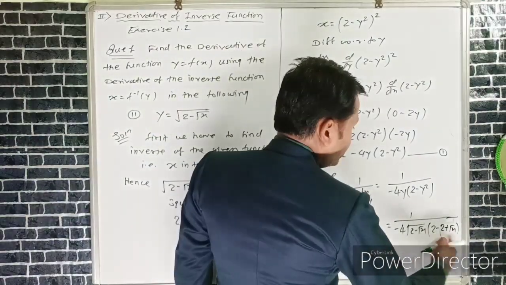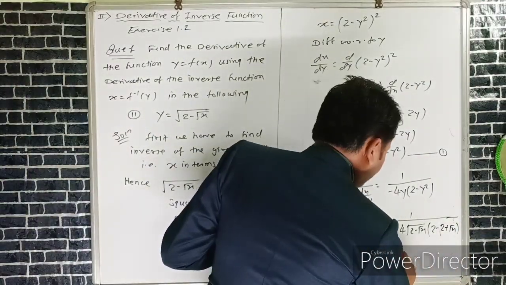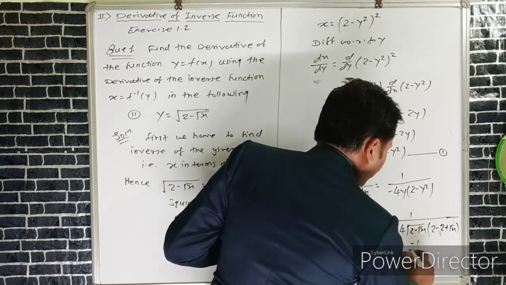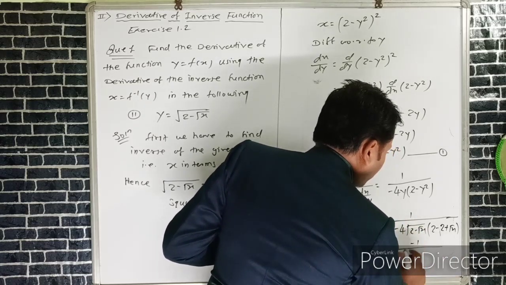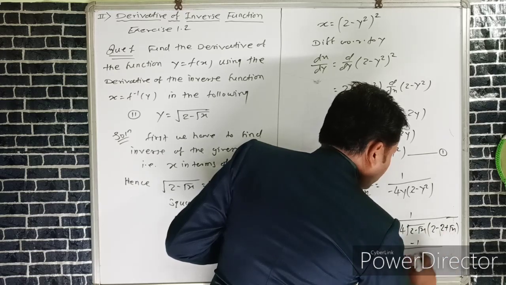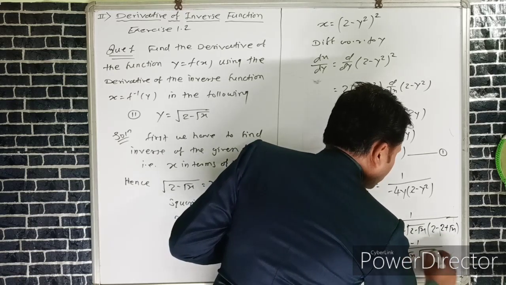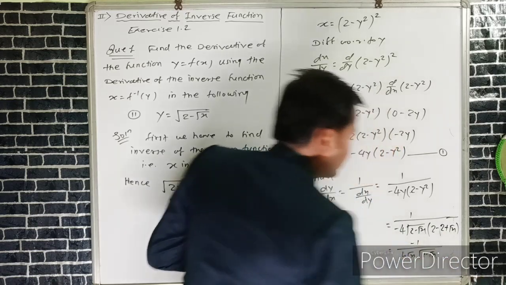Here plus 2 minus 2 is 0, hence we can write again this minus sign, numerator minus 1 upon 4 into root x into under root of 2 minus root x.